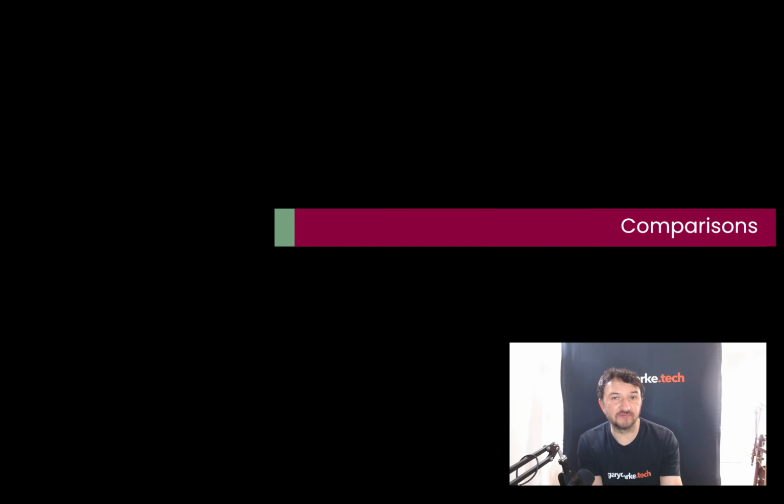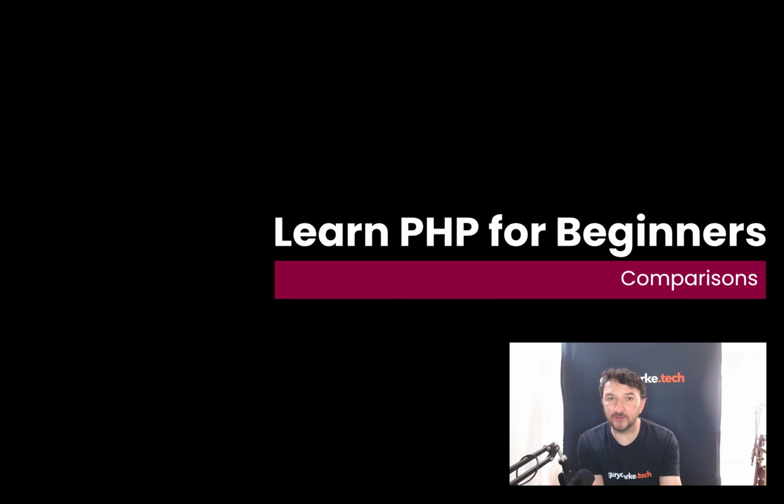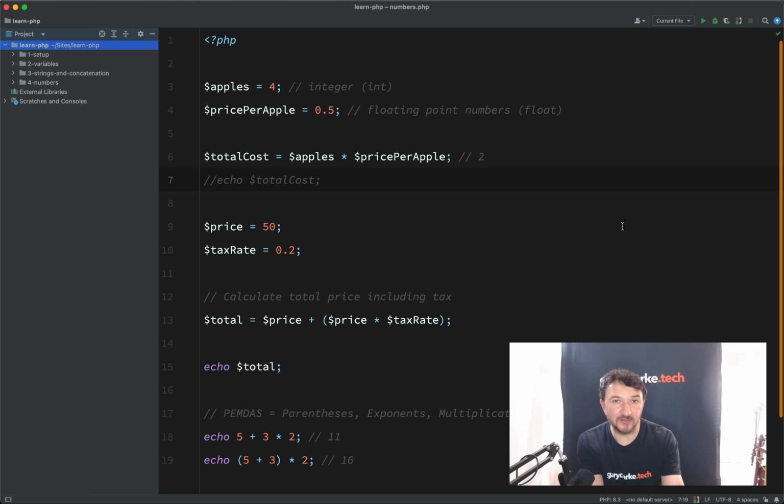Okay, this is section 5, and in this one we're going to have a look at something called an if statement, and also we're going to look at how we can compare values in PHP. So for example, comparing numbers to see if one's greater than another, comparing strings to see if one string has a greater length than another, that kind of thing.